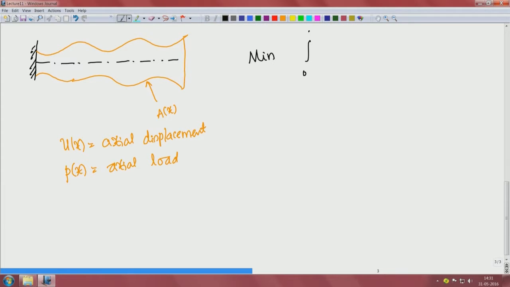So, again if I go from 0 to L, that is x1 is 0, x2 is L, and x goes like this to define all these functions A of x, U of x and P of x. When you have that, we want to minimize strain energy, which will be the integral of E into A into U prime square by 2 dx. A of x is our design variable here. We want to come up with the optimal area of cross section to minimize strain energy. So, this one is strain energy of the bar under the given load P of x.